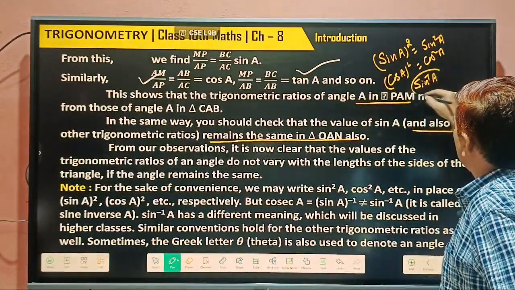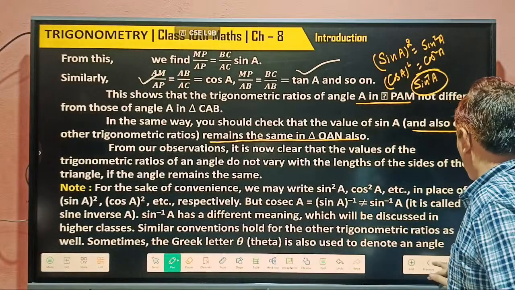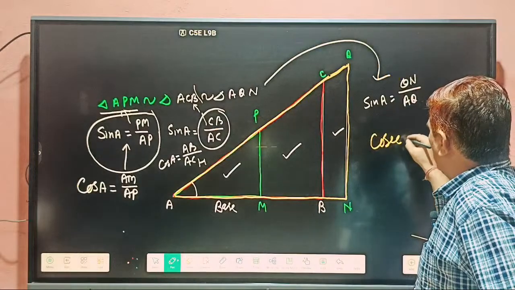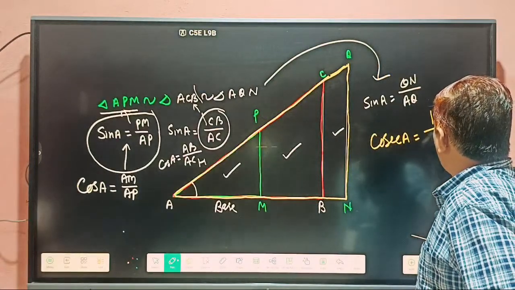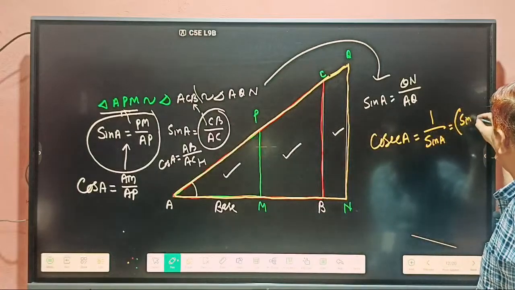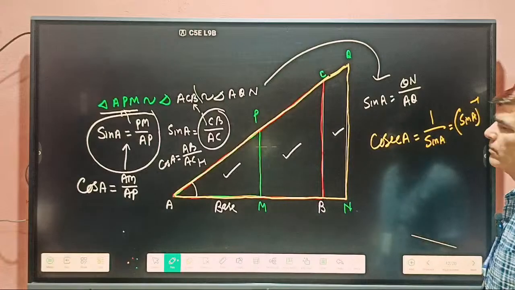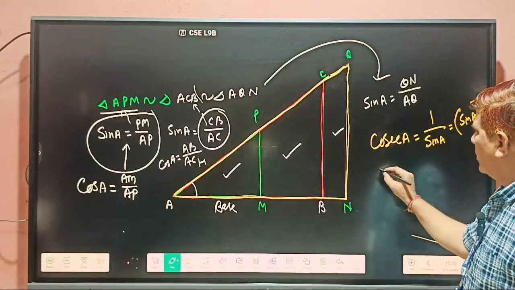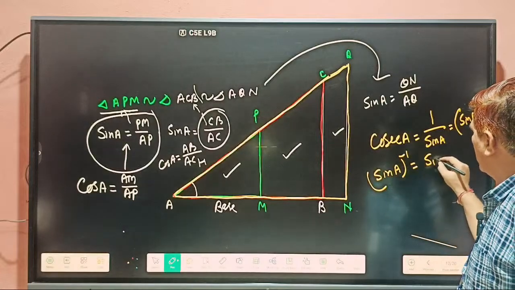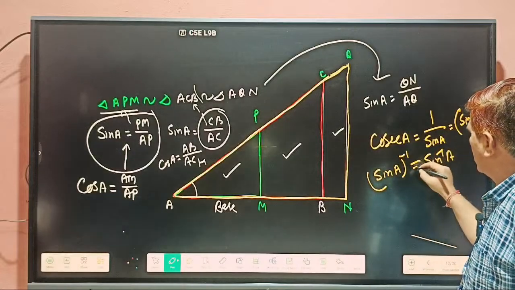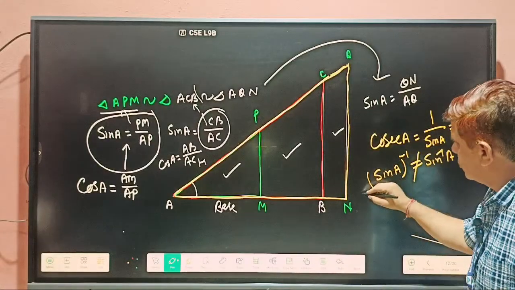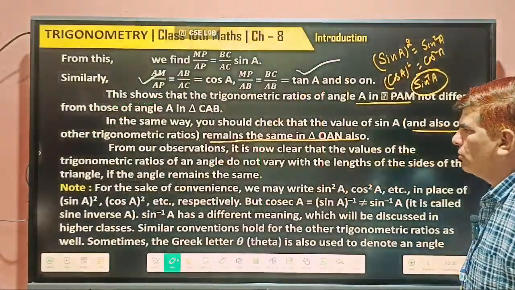Sin inverse A, which is not given in our topic, what's its meaning? Its meaning is this. Cosecant A is equal to 1 by sine of A, and this we can write sine of A in this way. So sine of A inverse is not equal to sine inverse A. This is wrong. If you want to write this in this form, this is the right form.